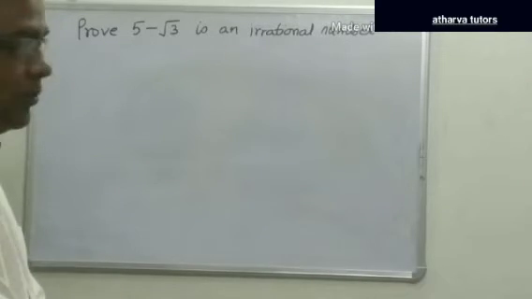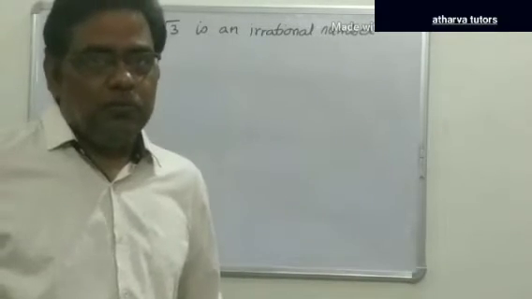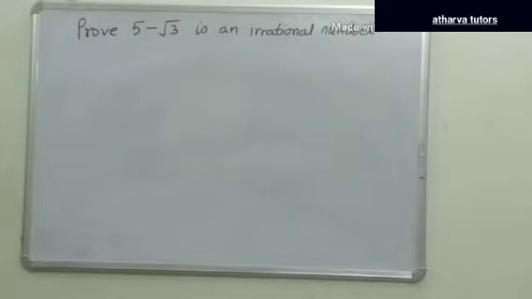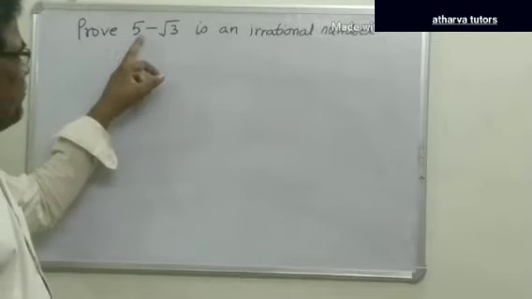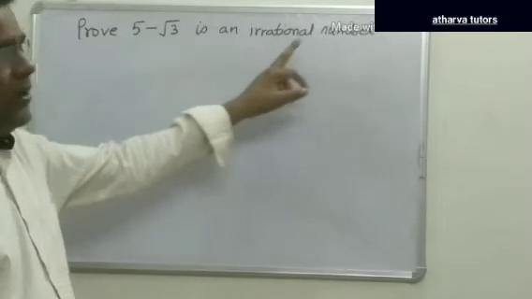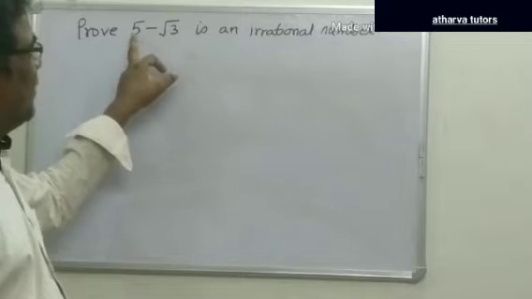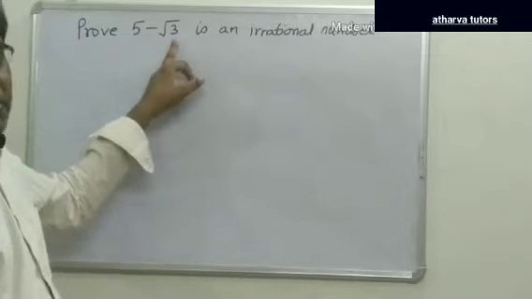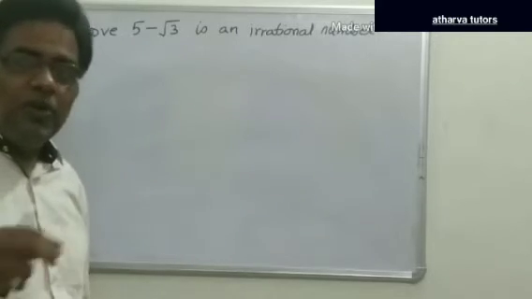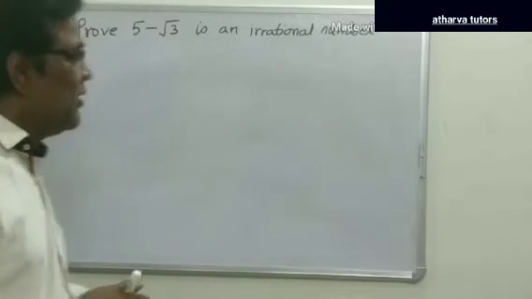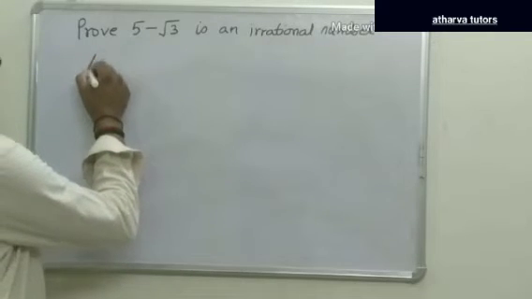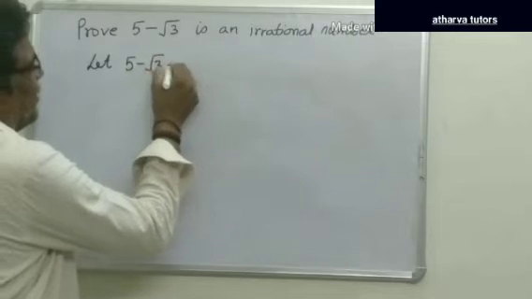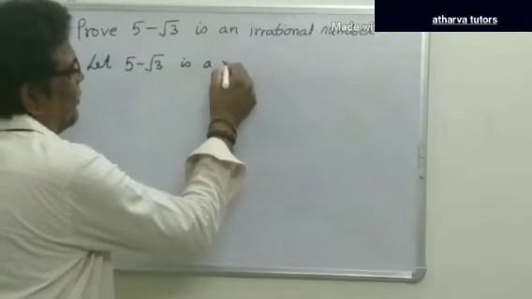So now I hope you understood the previous question. Now we'll take the next one. Now here you have to prove 5 minus root 3 is an irrational number. See, here I have taken the difference of a rational and an irrational number. Now this is also very simple. You have to go by method of contradiction, and you have to say that let 5 minus root 3 be a rational number.